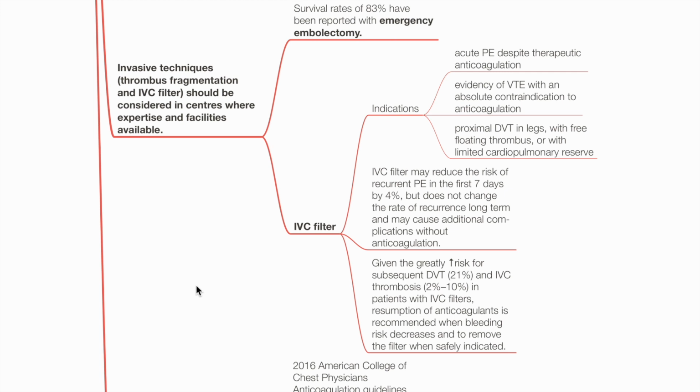Evidence of VTE with an absolute contraindication to anticoagulation. Proximal DVT in legs with free floating thrombus or with limited cardiopulmonary reserve. IVC filter may reduce the risk of recurrent PE in the first 7 days by 4%, but does not change the rate of recurrence long-term and may cause additional complications without anticoagulation, such as subsequent DVT and IVC thrombosis. Thus, resumption of anticoagulants is recommended when bleeding risk decreases, and to remove the filter when safely indicated.